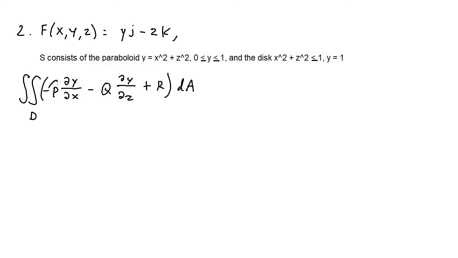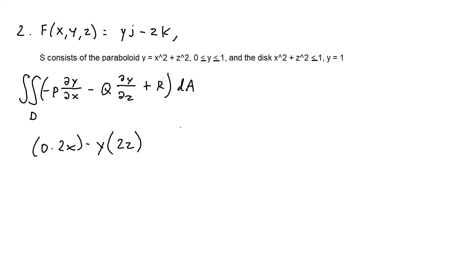Now notice for p, there is no x component, because p is associated with the function in front of the i unit vector. Since there is no i unit vector, we can say that p is going to be 0. So we have basically 0 times partial derivative of y with respect to x, which is just going to be 2x, minus q, this time it's in front of the j unit vector, so that's going to be y, times partial derivative of y with respect to z, which is going to be 2z.